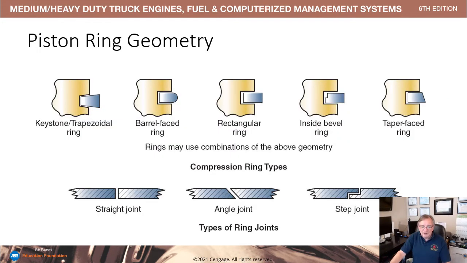Different types of rings. Keystone rings are popular: barrel-faced, rectangular, inside bevel, and taper face. Different types of straight, angled, and step joints or scarfs are used. They are engineered precisely to do a combination of sealing and lubrication.